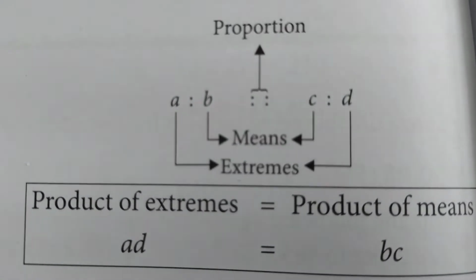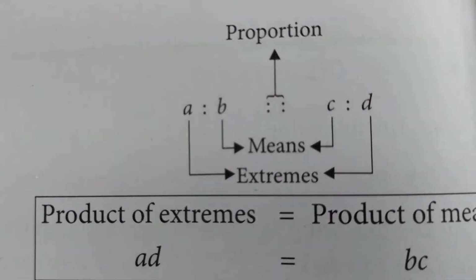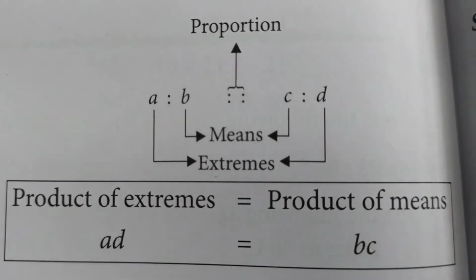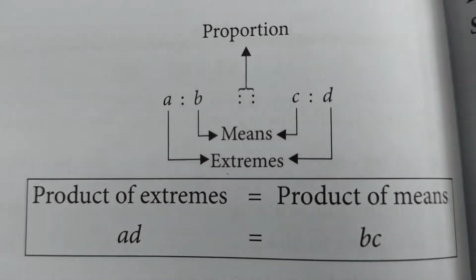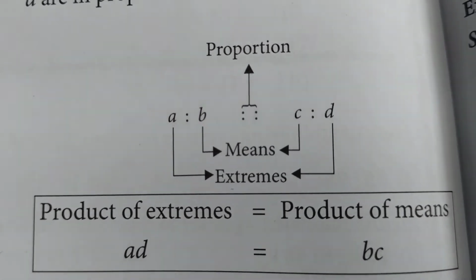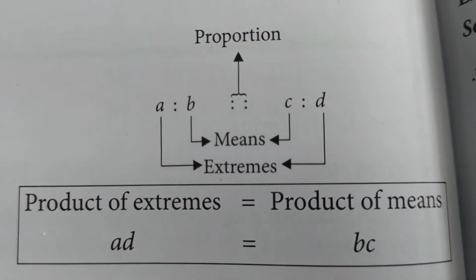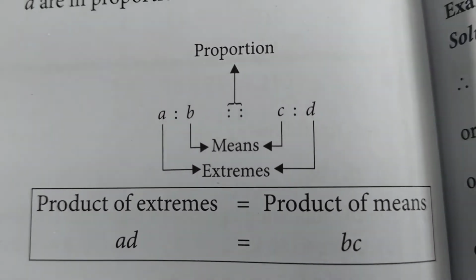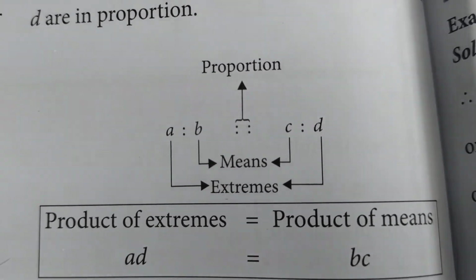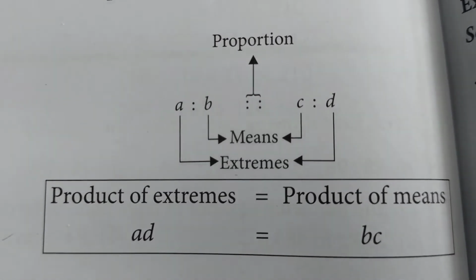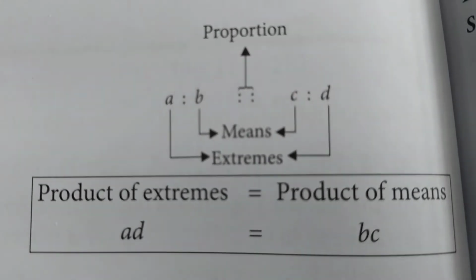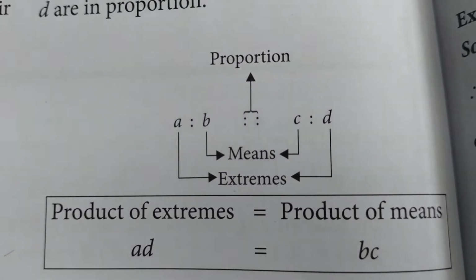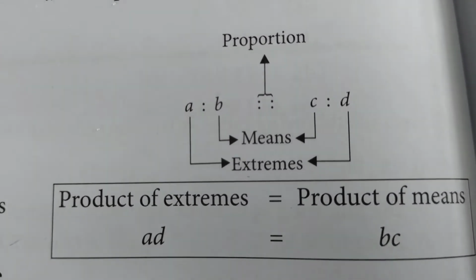The 4 dots are the proportion symbol, and we read it as "as to". Which are the middle terms? B and C are means, the middle terms. A and D are the outside extreme terms. So the product of extremes A into D equals the product of means B into C. If the ratios are equal, we say that they are in proportion. If the terms are in proportion, then the product of extreme terms equals the product of means.